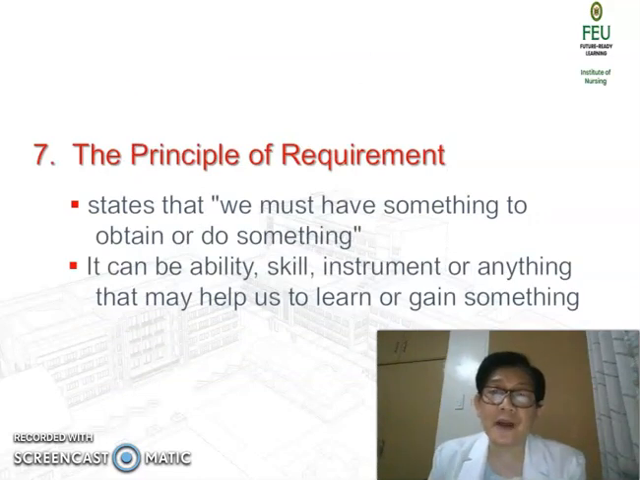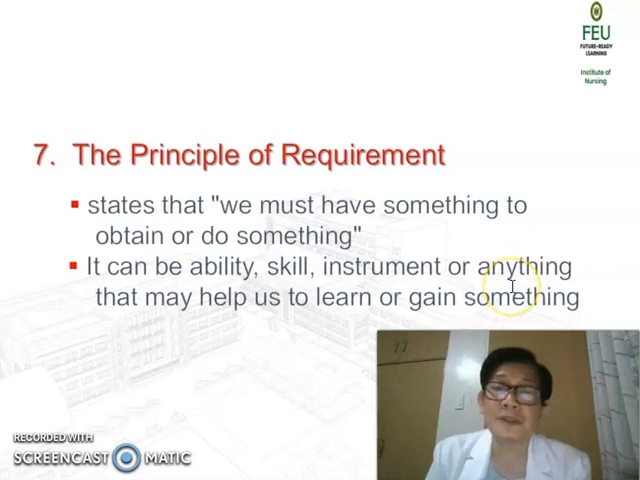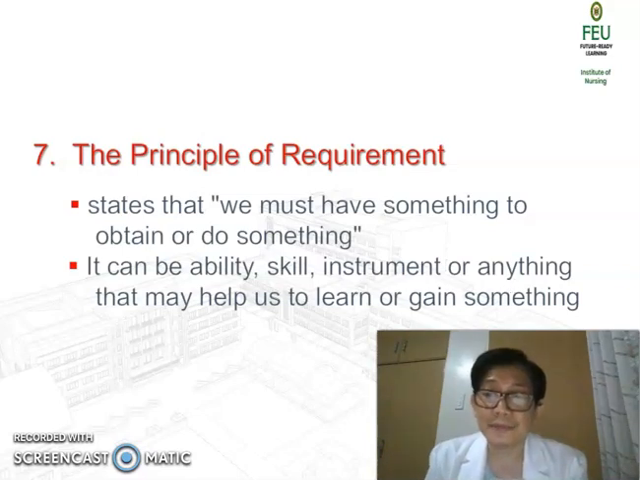Next is the principle of requirement. It states that we must have something to obtain or to do something. It can be ability, skill, instrument, or anything that may help us learn or gain something. So it is important that just like what mentioned to you earlier, that we must have something to obtain. Kailangan merong madagdag na kaalaman, no? So because learning take place when you acquire knowledge, skills, and attitude.